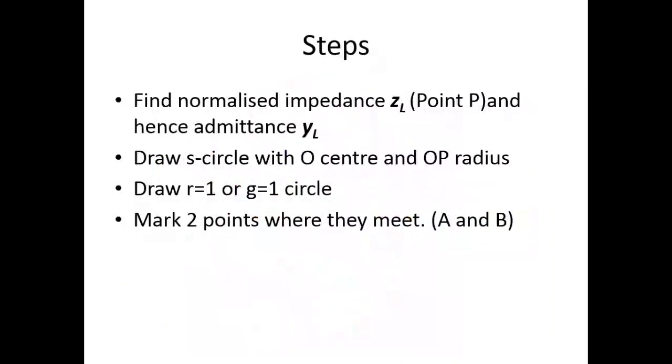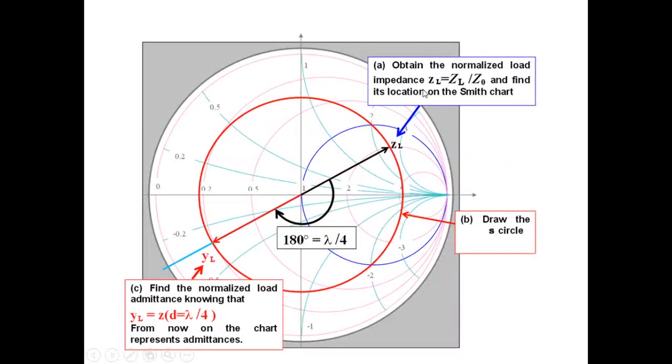So the steps are, first, calculate the normalized impedance. Now you are quite familiar with how to use the Smith chart. So first identify the point P, which is the normalized impedance ZL by Z0, and you draw a circle. Here you can see, first you mark the point, say ZL. So the first point is this ZL or point P. This is the point for the load impedance.